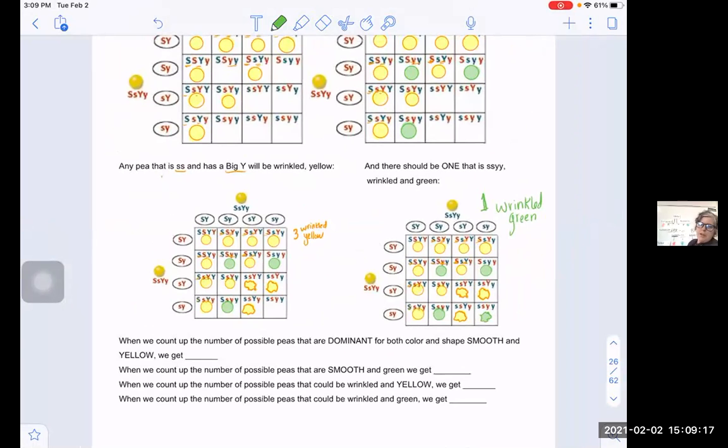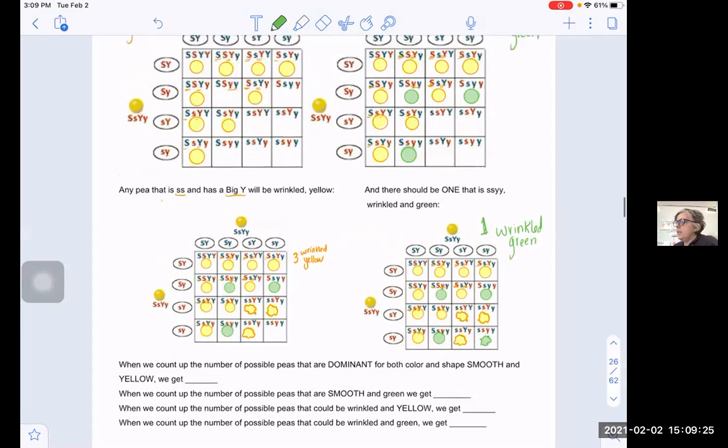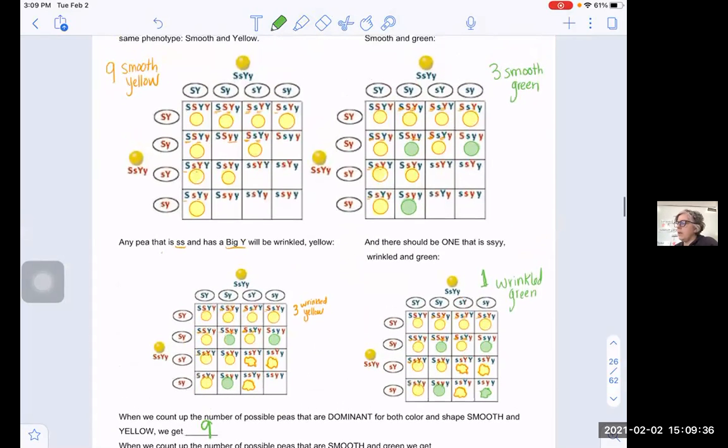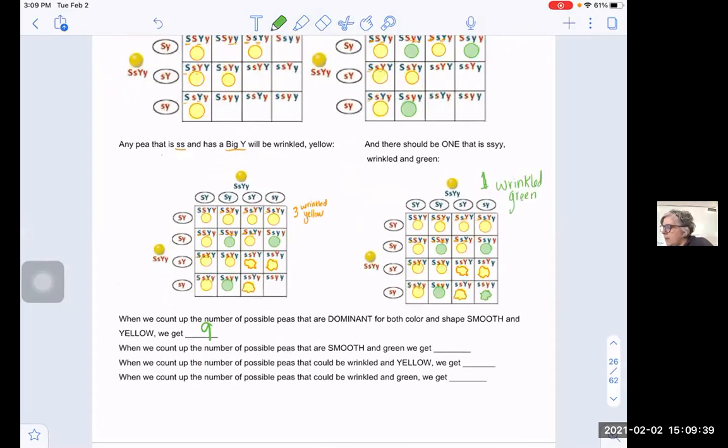So if we count up the number of peas that are dominant for both shape and color, we said there were 9. 9 were smooth and yellow. And then we count up the possible peas that are smooth and green. That was up in the upper right corner. We got 3. When we count up how many are wrinkled and yellow, we had 3. And then how many were wrinkled and green, or recessive for both? There's 1.